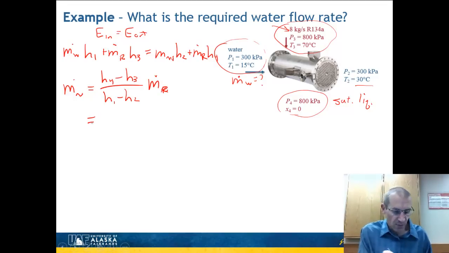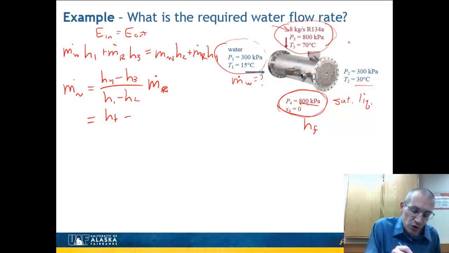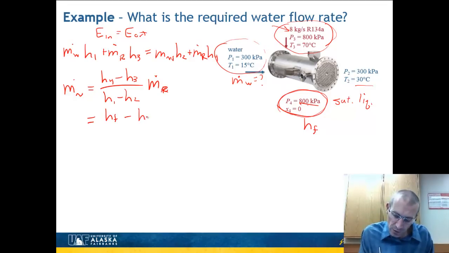So H sub 4 is a saturated liquid, so that's H sub F at 800 kilopascals. So that value right there at H4 is going to be H sub F of the refrigerant. And then I've got H3. So here are my conditions of H3. I'm given a pressure and a temperature. This is actually superheated, so I'll end up looking up H3 on the superheated tables for refrigerant.